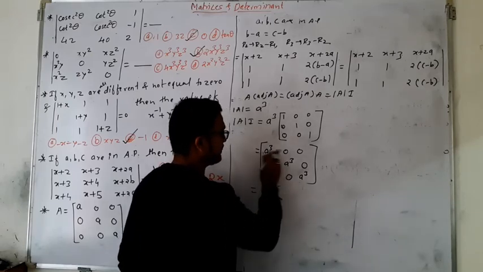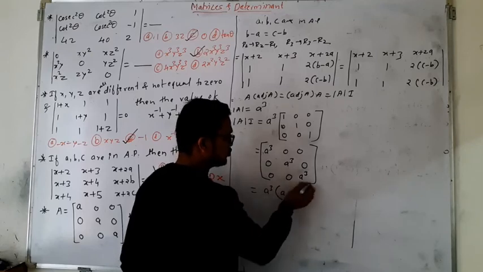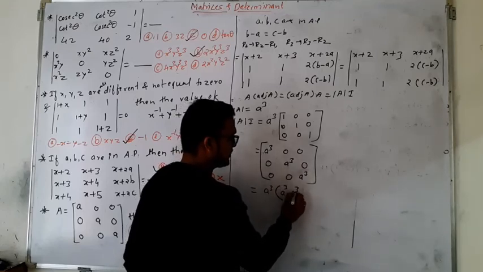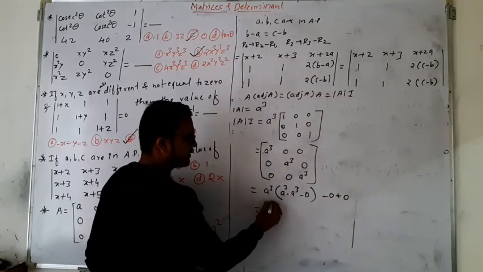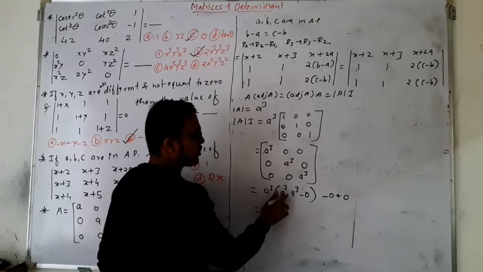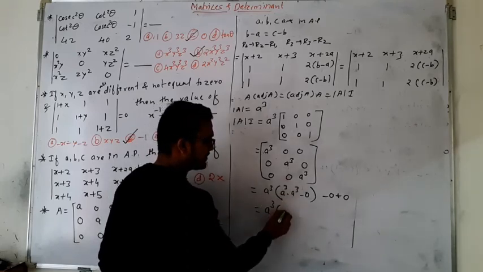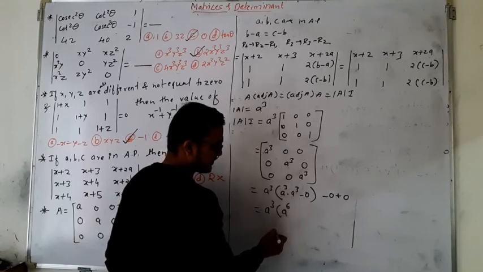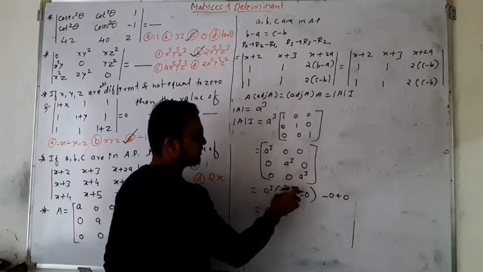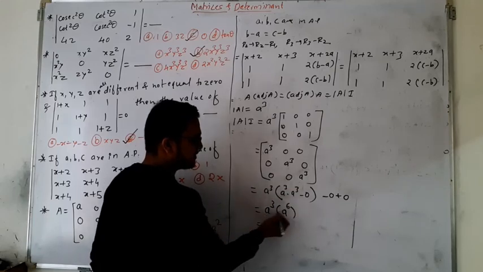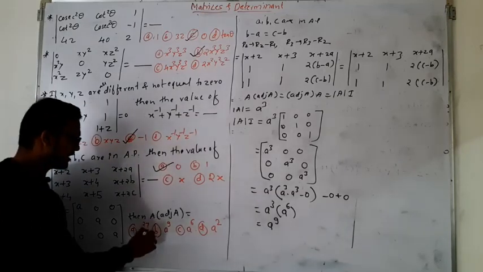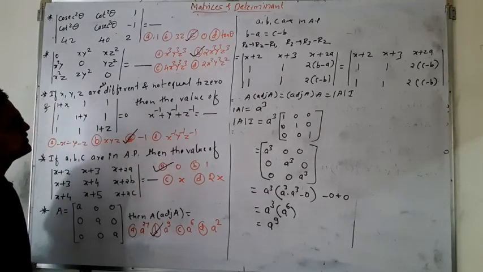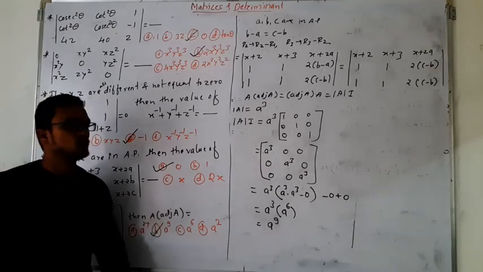So A cube into, leaving the first column, A cube into A cube minus 0, and the remaining part 0 plus 0. So which is equal to A cube into, since the bases are the same, we can add their powers, A to the power 6, and minus 0 means A to the power 6. Again the bases are the same, so we add the powers: 6 plus 3 is 9, so it is A to the power 9. So option B will be correct in this. These are some examples, so pause the video and note down the solutions.